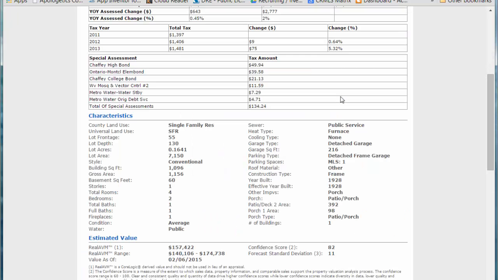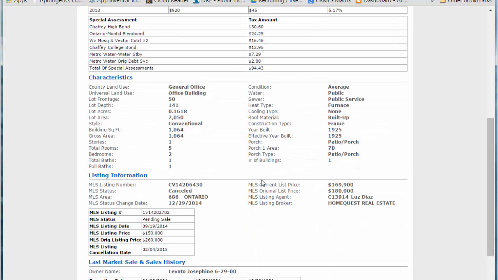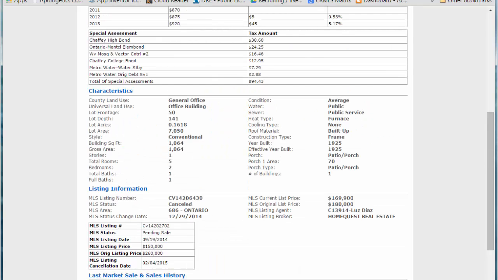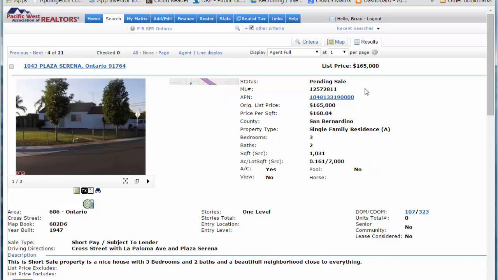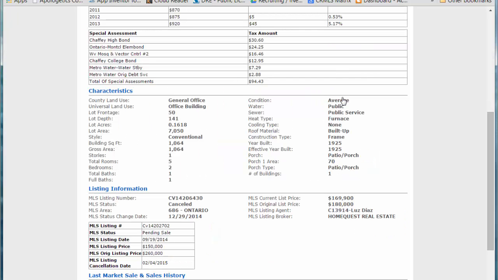150, I'm going to click on this, and come back here and see that it's a general. It says general office building, so I'm not going to get comps this way. And so I'm going to go ahead and skip that. So 165. Let me click on this.